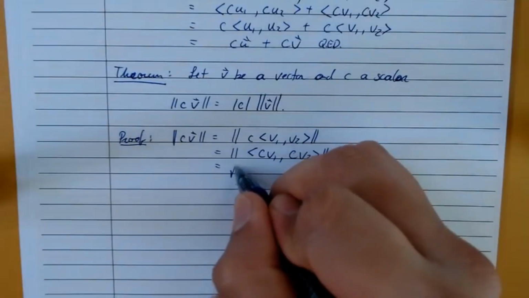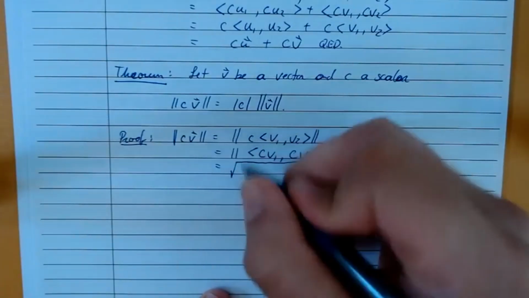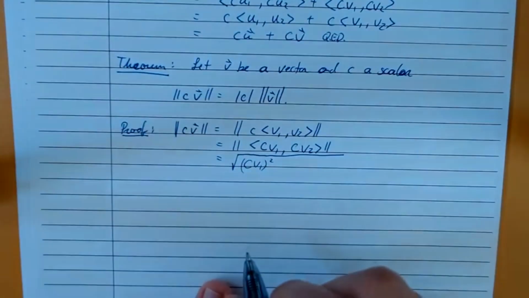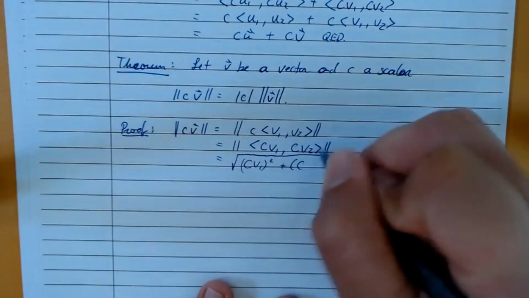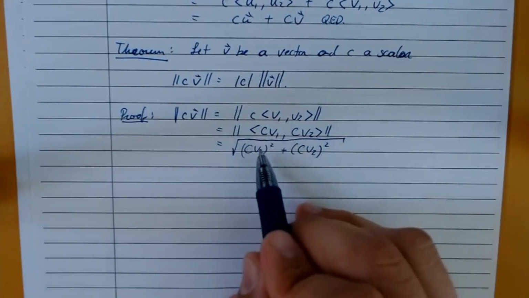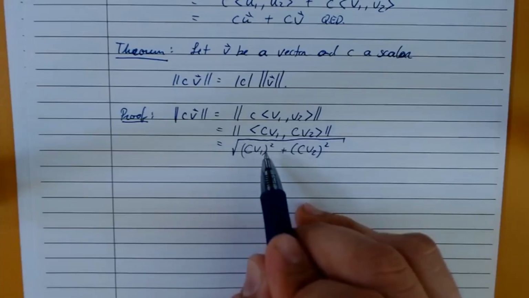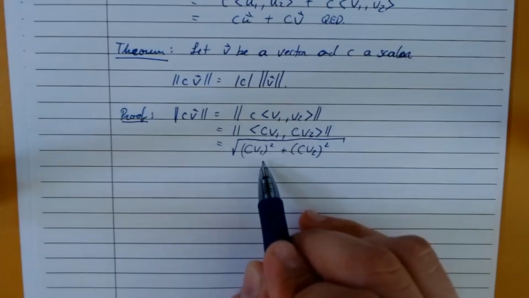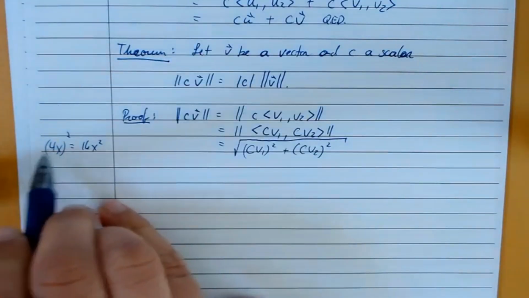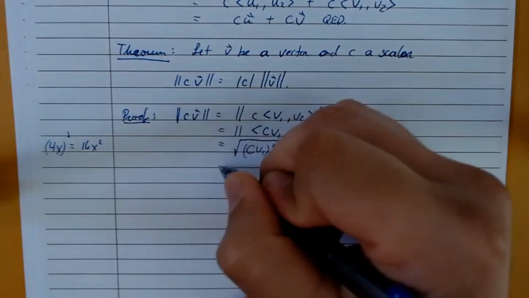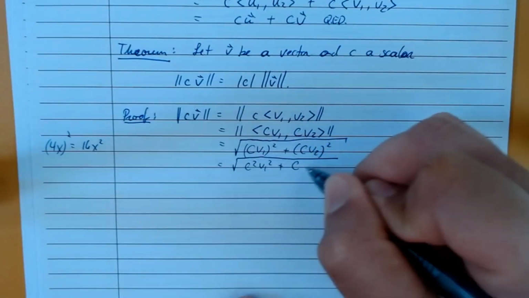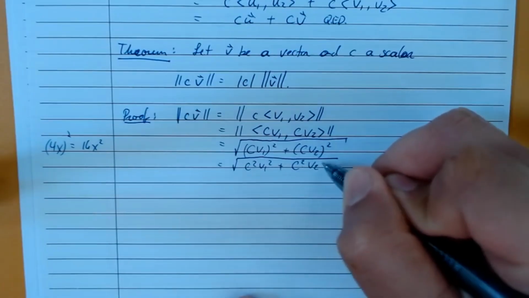So that's going to be the square root. I'm going to take this one and square it. It's just a regular number, so it's squared just the way you normally square numbers. Plus, you take the second component, you square it, and you stick the whole thing under a square root. Well, when you square a product, you can just square each component of the product, right? For example, if you had 4x squared, that would just be 16x to the second power. The square would just apply to everything. Same thing over here. You could write that as the square root of C squared V1 squared plus C squared V2 squared.